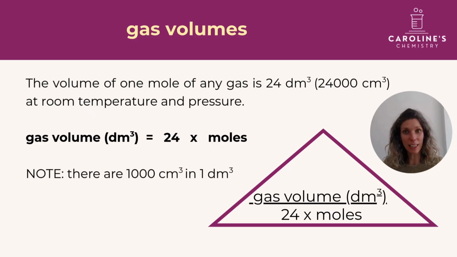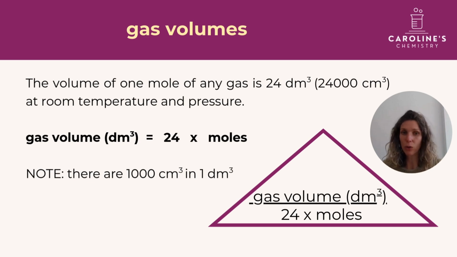So here's the first thing to know about gas volumes. It is that 1 mole of any gas occupies a volume of 24 decimeters cubed. And that specifically is at room temperature and pressure, which most of the questions given to you will be at, especially at GCSE. So therefore, our equation can be that gas volume is equal to 24 times by moles.